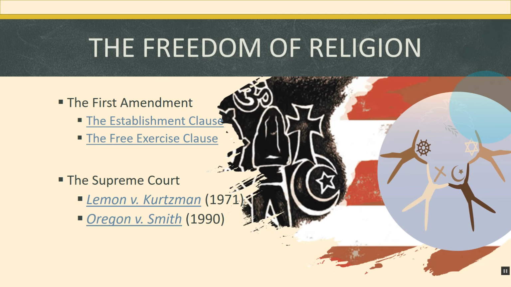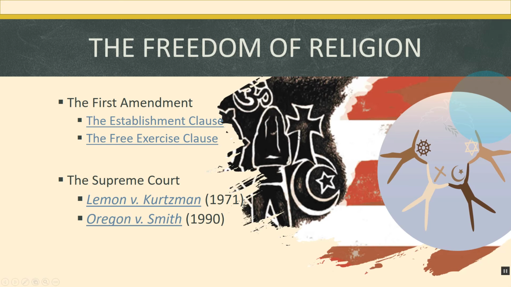And I want you to understand that when we're talking about the freedom of religion, there are really 2 clauses that you have to pay attention to: the Establishment Clause and the Free Exercise Clause. The Establishment Clause says that Congress shall create no law respecting an establishment of religion, whereas the Free Exercise Clause says, nor shall it make any law prohibiting the free exercise thereof.